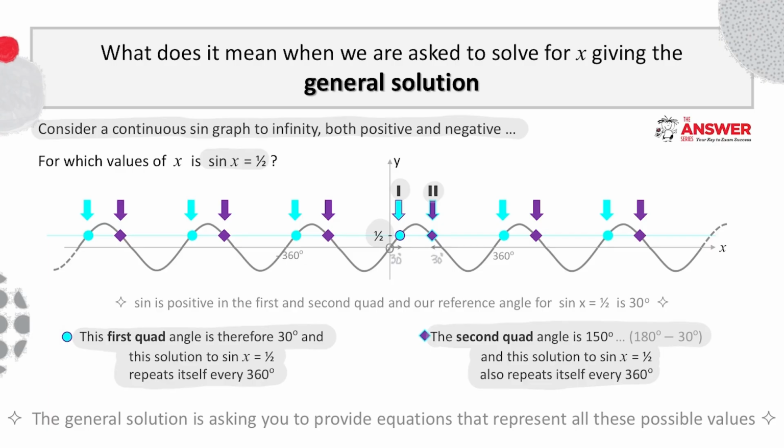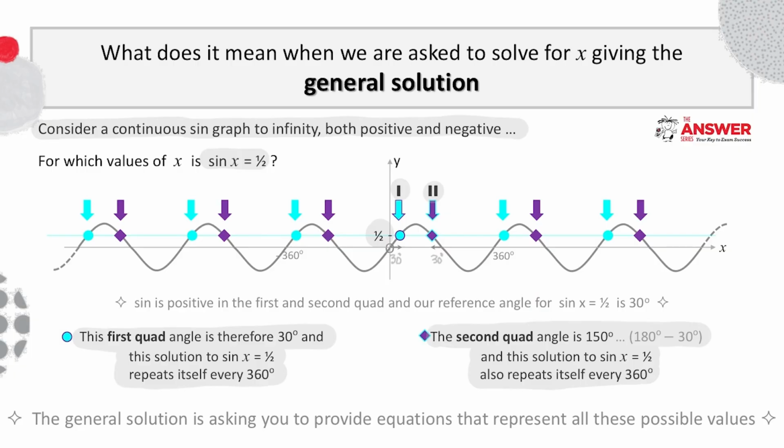is 30 degrees. Together, these solutions are not evenly spread over the 360-degree period of the graph, and so it is necessary to consider them separately in order to represent each of them easily in an equation. As you can see by the graph, each group of solutions has its own rhythm. The first quad solution recurs every 360 degrees in both directions, and the same is true for the second quad angle, also recurring every 360 degrees in both directions.